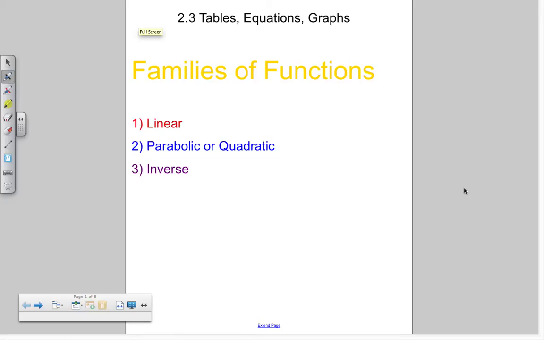2.3, tables, equations, and graphs. So we spent a lot of time on linear equations and using slope-intercept, and that's the most important thing in algebra. You need to understand that completely. That means have it mastered.